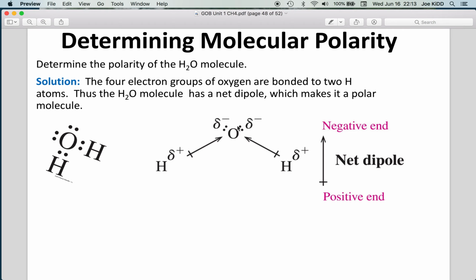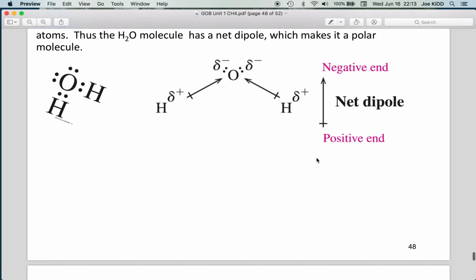Now, remember those lone pairs are going to be pushing down on these hydrogens and pinching them closer together. And because of that, when we look at the polarity, this isn't linear like CO2. It's bent. So there is no symmetry here. I could cut right along the bottom of these bonds and I would have a portion of it that would be slightly positive and a portion of it that would be slightly negative. And because of that, this molecule is polar.